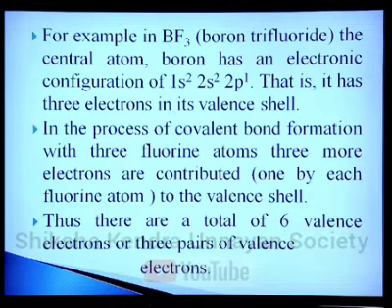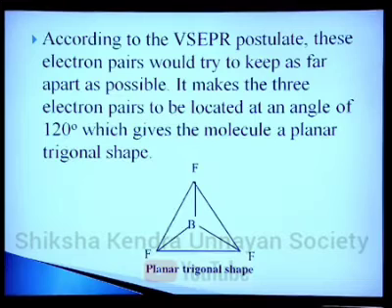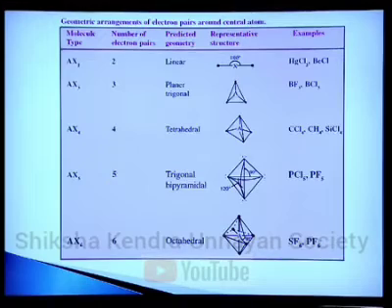For example, in BF3, the central atom boron has an electronic configuration 1s2, 2s2, 2p1. That is, it has 3 electrons in its valence shell. In the process of covalent bond formation with 3 fluorine atoms, 3 more electrons are contributed to the valence shell. Thus, there are a total of 6 valence electrons, or 3 pairs of valence electrons. According to VSEPR postulates, these electron pairs would try to keep as far apart as possible. It makes the 3 electron pairs be located at an angle of 120 degrees, which gives the molecule a planar trigonal shape. Some examples are given in this table.